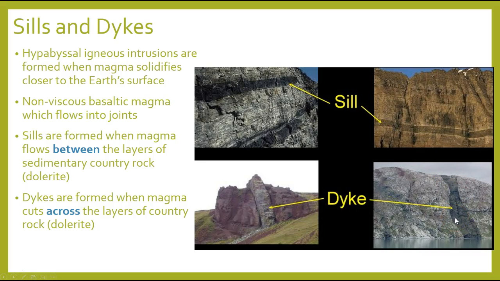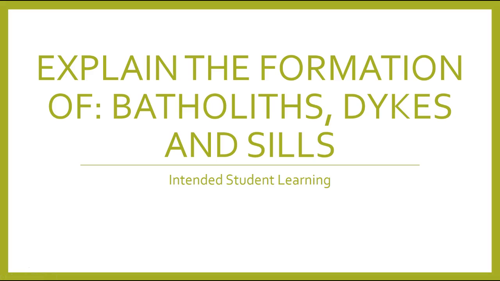Sills may not always be horizontal because the sedimentary layers in which they're intruding may be tilted due to tectonic forces. So we can see here that this isn't exactly horizontal, it's dipping in this direction. And the same with this one, it's dipping roughly in that direction. Okay, so you should now be able to explain the formation of batholiths, dikes, and sills.